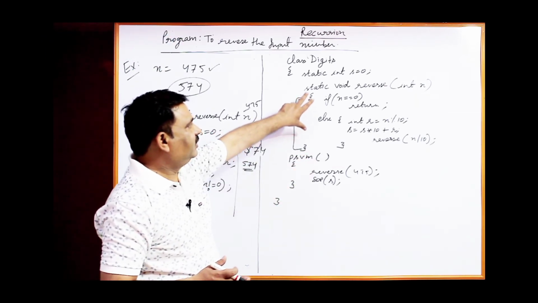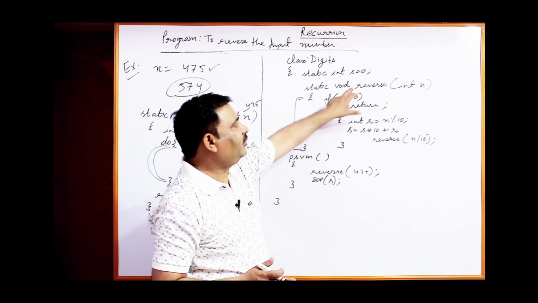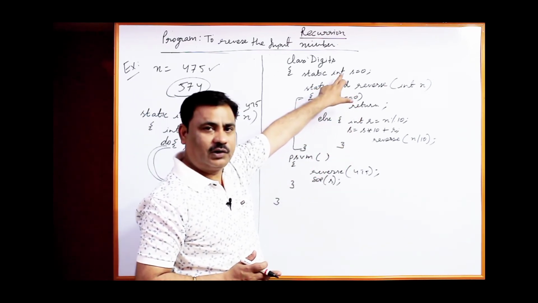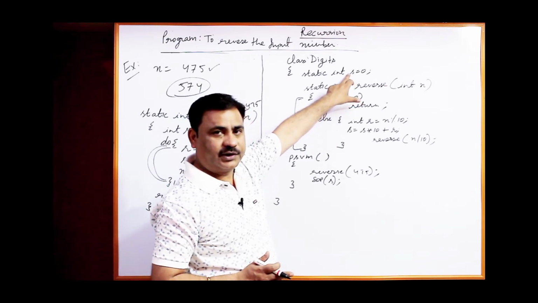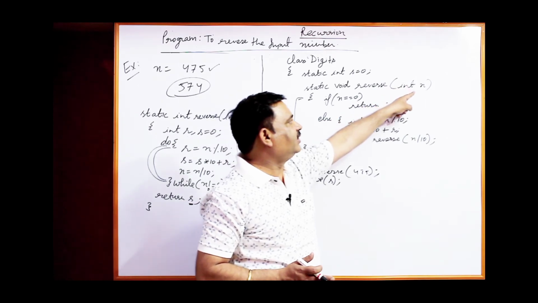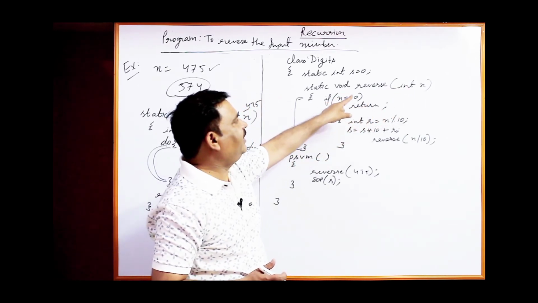The reverse function, static void. This time I have taken void. I am not returning. We can also return, but this time we are going to make it without returning, because we have already taken one extra variable outside the function. So static void reverse is the name of the function, n is the number. Condition is if n is 0, return.